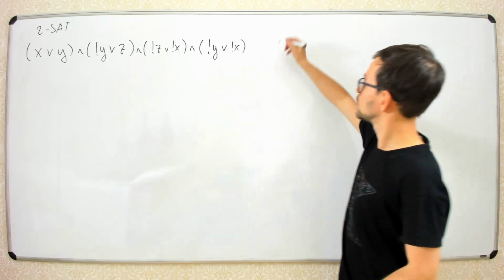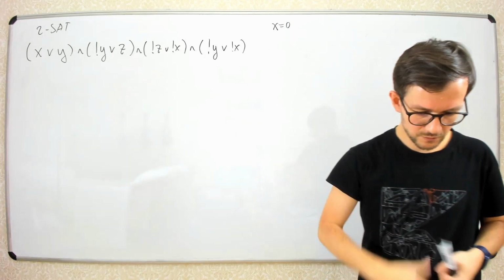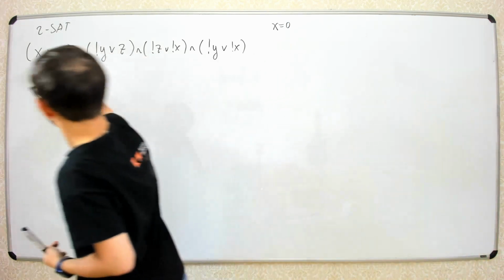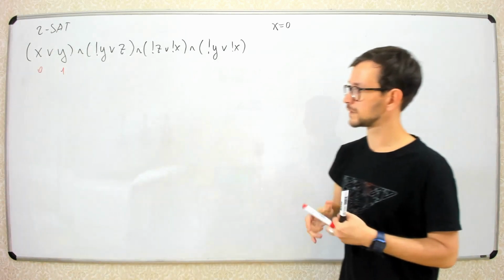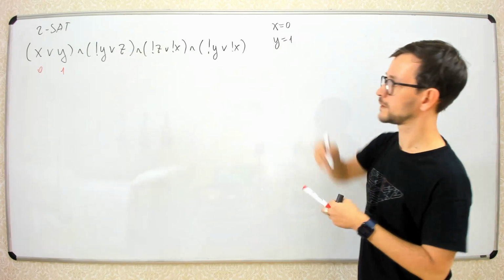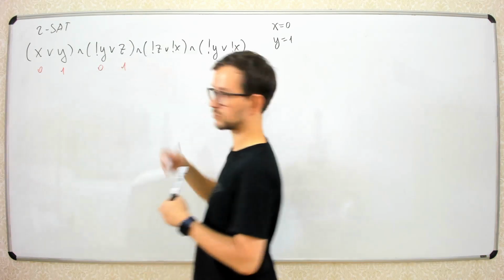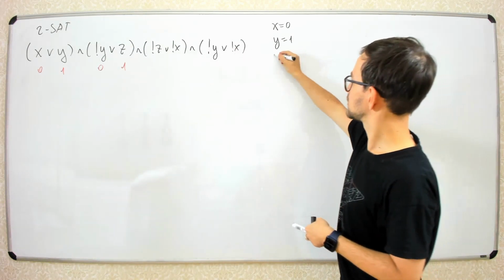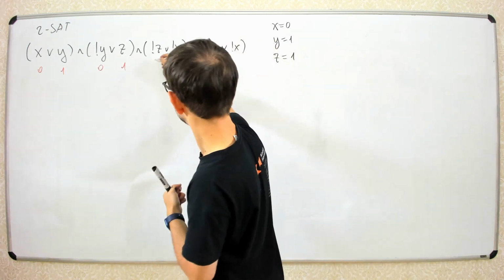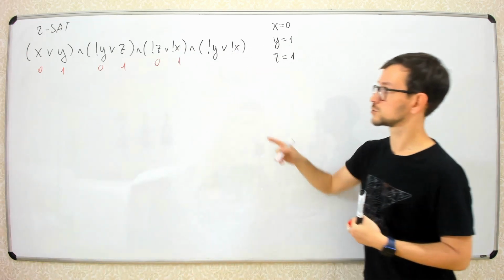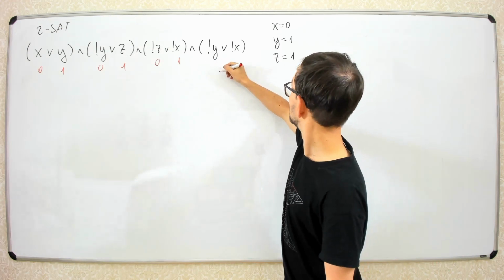So what happens in this case, for example? Let's try to do the same thing. We'll try to assign x to 0. If x is equal to 0, then this is 0, so this must be true. So y must be true. If y is true, then this is 0, so this must be true. So z must be true. Now here you have not z, so you have 0 here, but 1 here. So this clause is fine. In this clause, you have not y here, so it's 0 here.